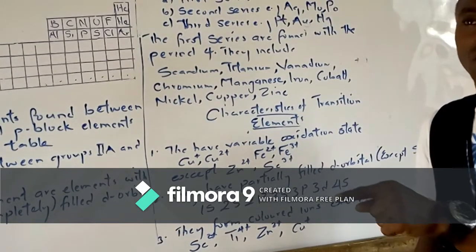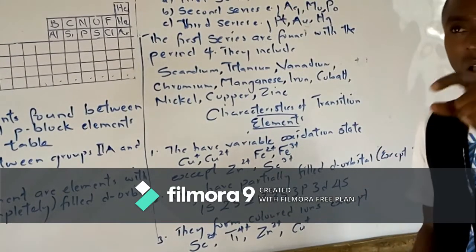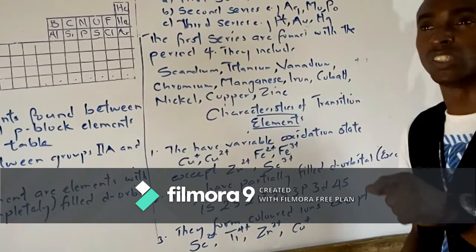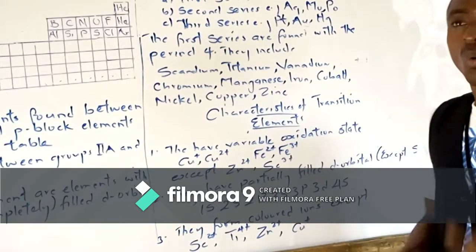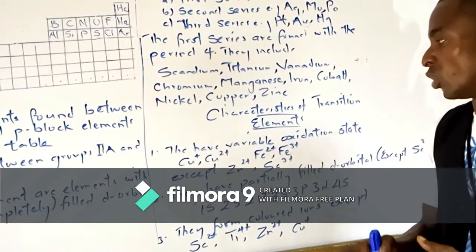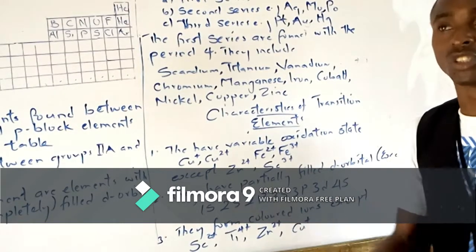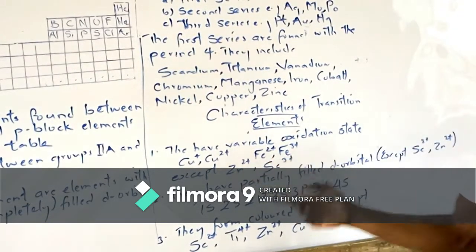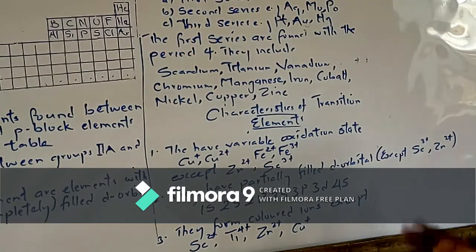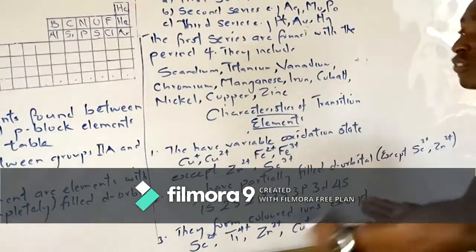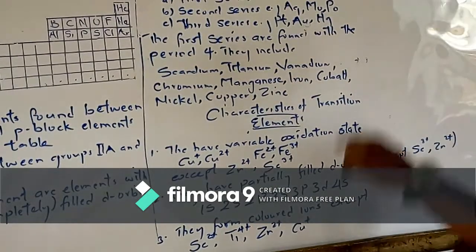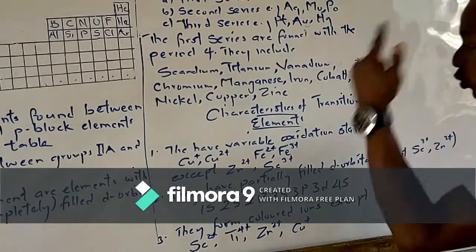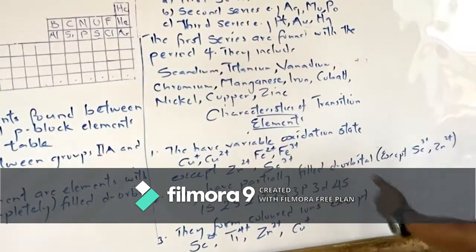Which of the following elements does not exhibit variable oxidation states? Or which of the following transition elements does not have variable oxidation state? If you have zinc there, correct. If you have scandium there, correct. So all transition elements have several different oxidation states except zinc and scandium. They only have one.